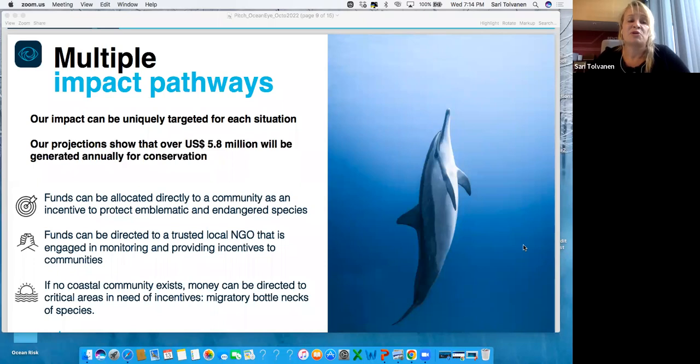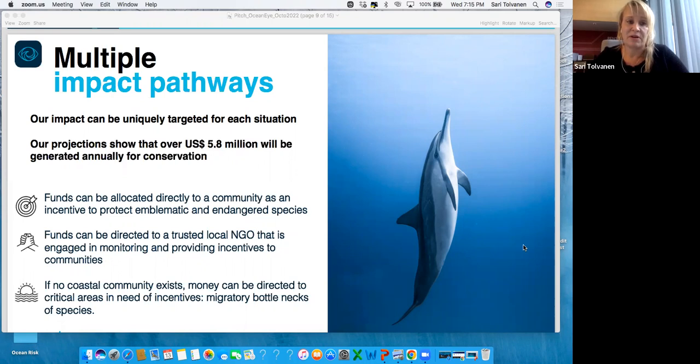And we're also looking at how to value biodiversity in places where there are no coastal communities, like the high seas, polar regions or other remote areas. So then we could just collect the money, when people want to make ecosystem service payments anyway, and then it can go into general projects working in migratory bottlenecks.